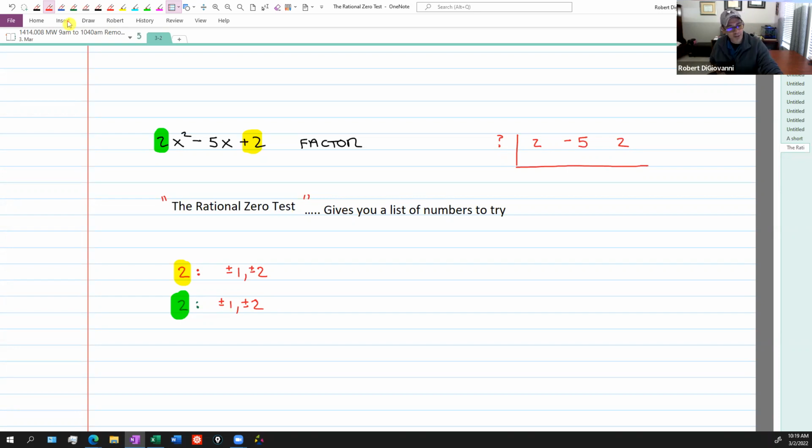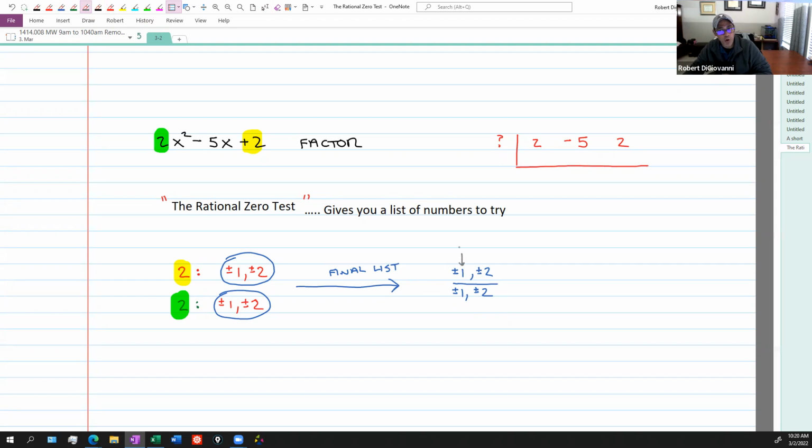Your final list is going to be all of the numbers here divided by all of the numbers here. Okay, that's weird. I'm going to write it this way. ±1 ±2 divided by ±1 ±2. Now this is a weird notation. What it really means is first start with this number right here.